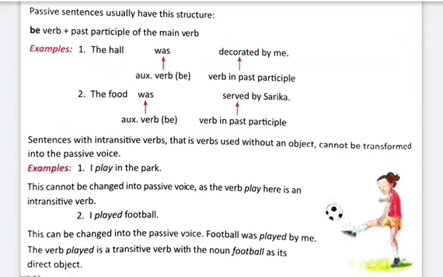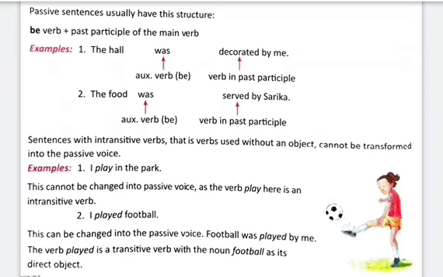Sentences with intransitive verbs, that is verbs used without an object, cannot be transformed into passive voice. Here we are able to change it to passive voice because there is an object.